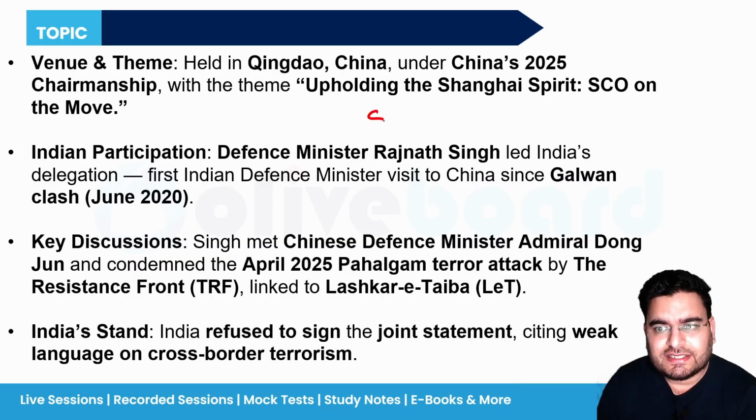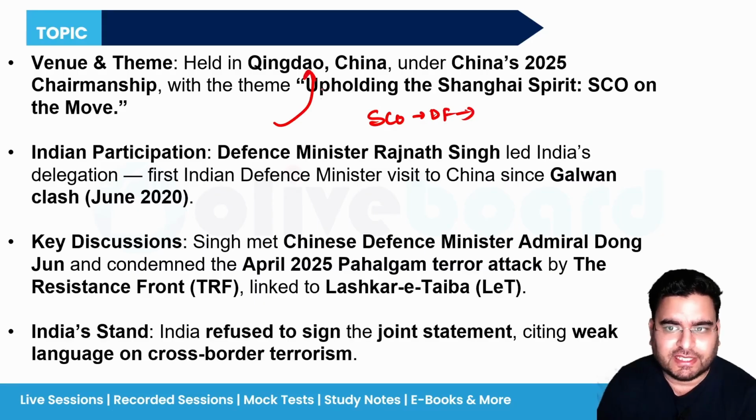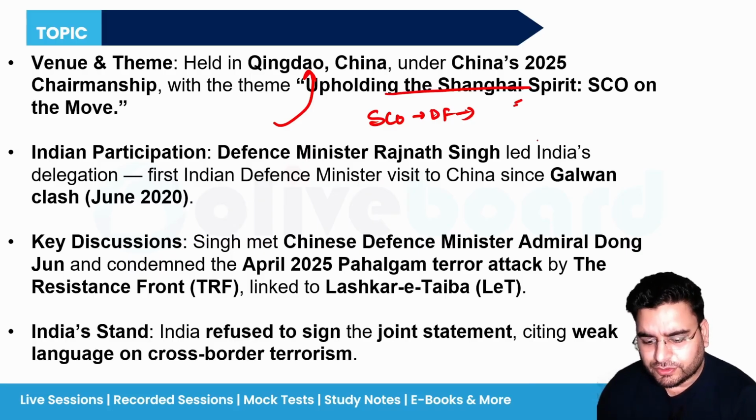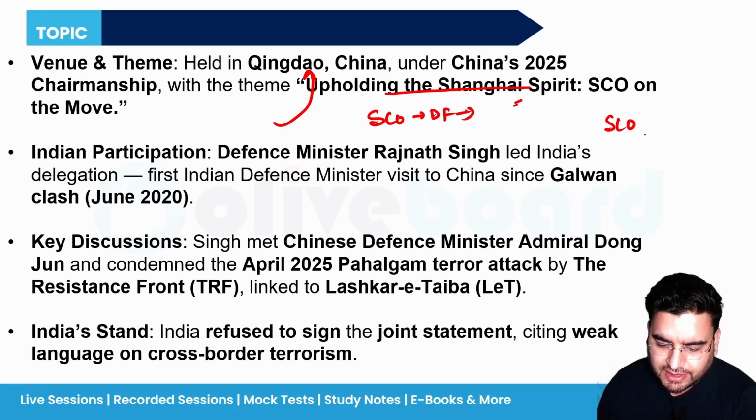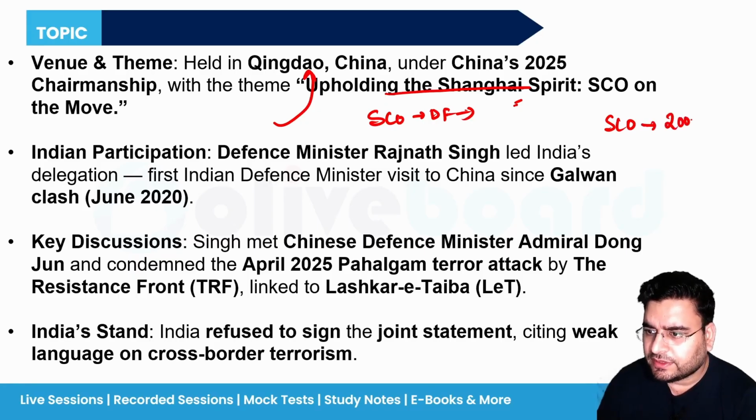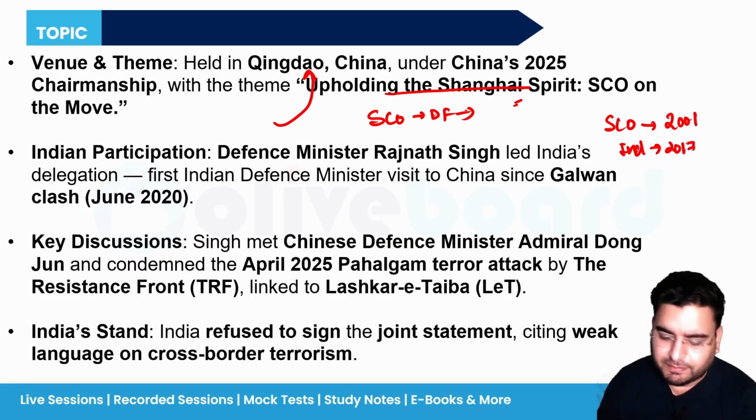So the SCO Defense Minister Summit, what was the venue? The venue was Qingdao, China. Number one thing. What was the theme? Upholding the Shanghai Spirit. Now, before moving on, you should know some static facts about the Shanghai Cooperation Organization. First of all, the full form is Shanghai Cooperation Organization. It was founded in 2001. India joined in 2017 along with Pakistan.